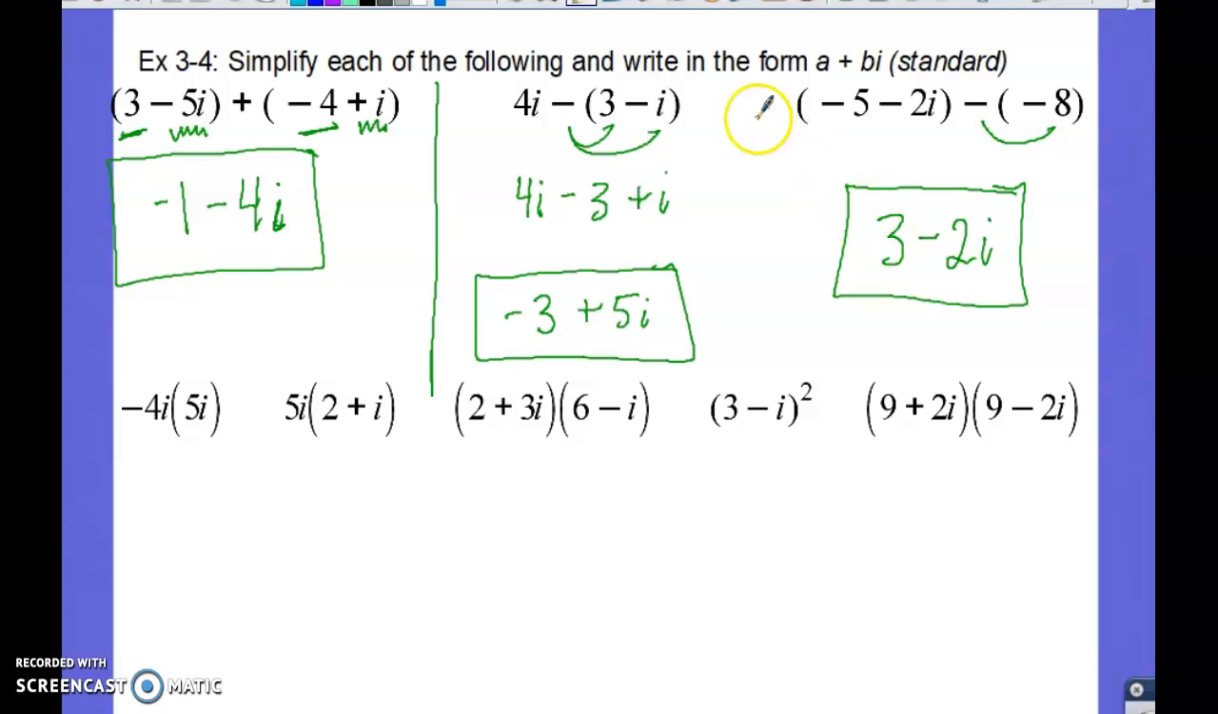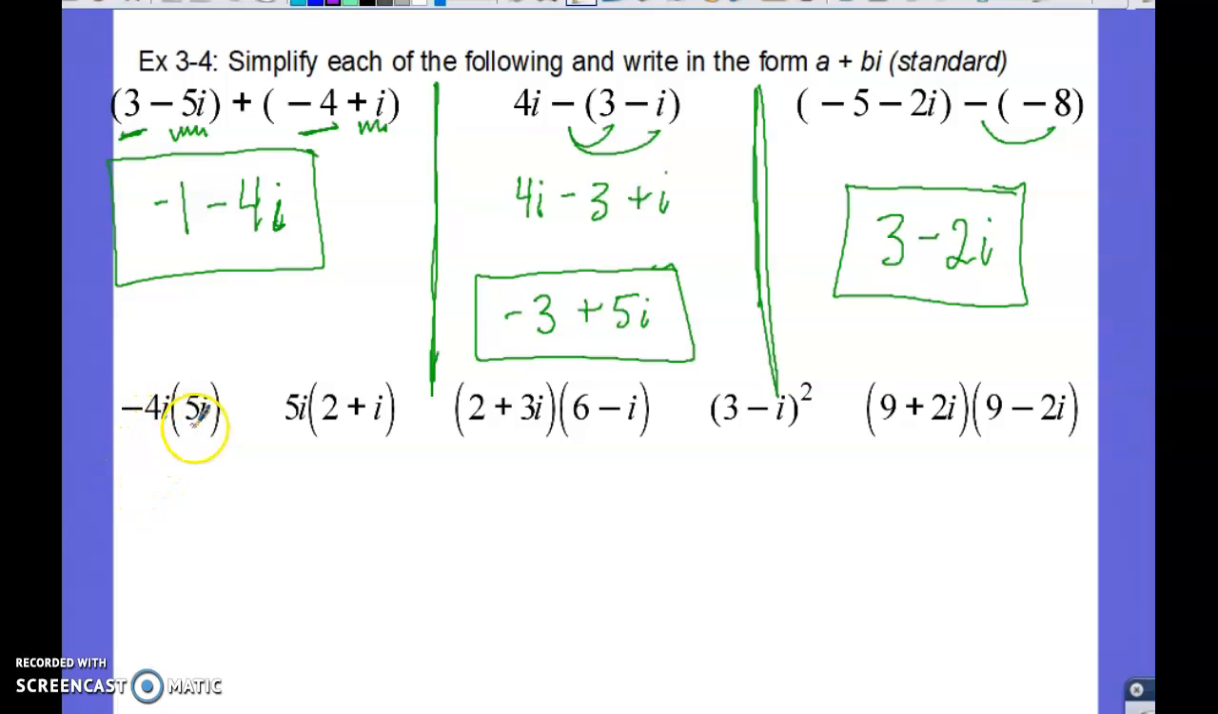By the way, every real number can be written as a complex number, same with any imaginary, because b could be 0. So a real number like 3 could be written as 3 plus 0i, the standard form of a complex number. Let's change colors just to change colors, because now we're multiplying.